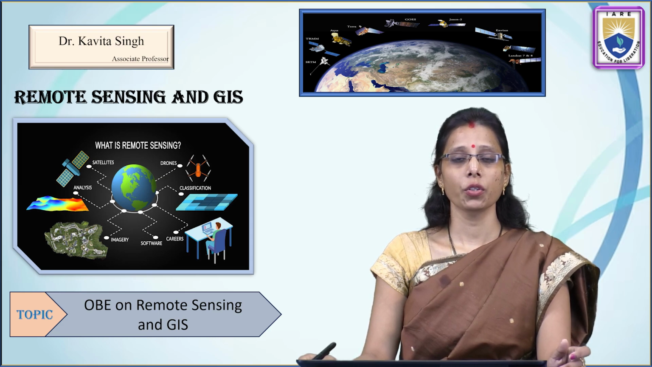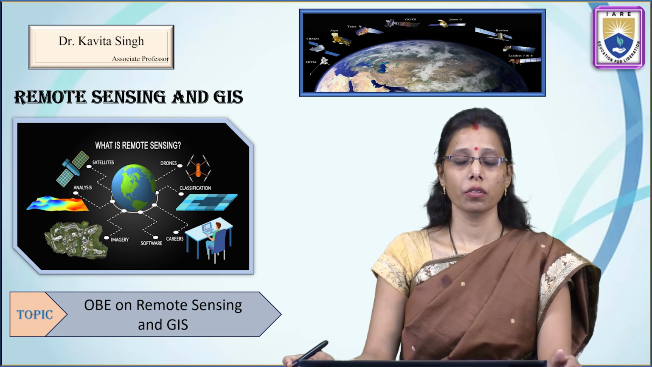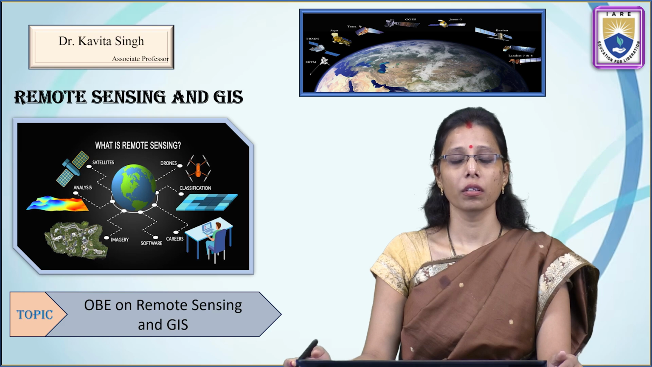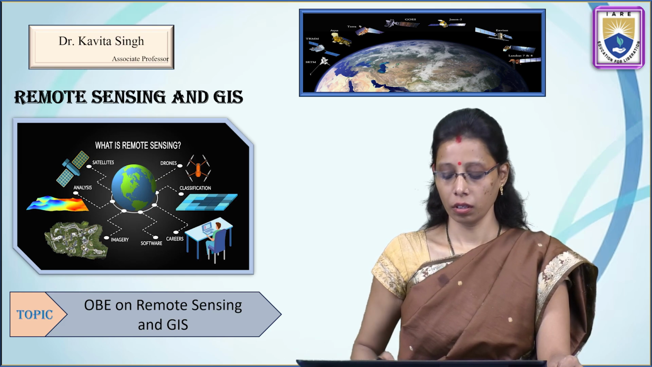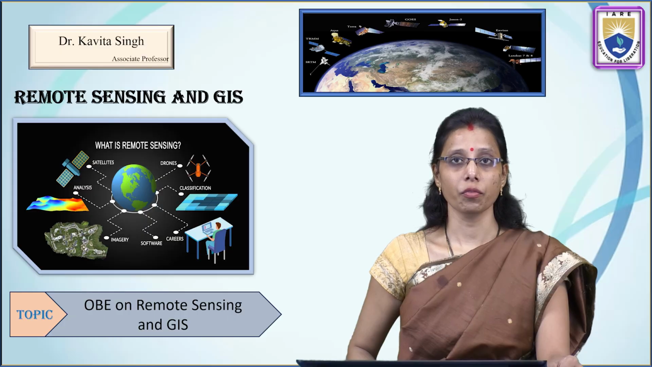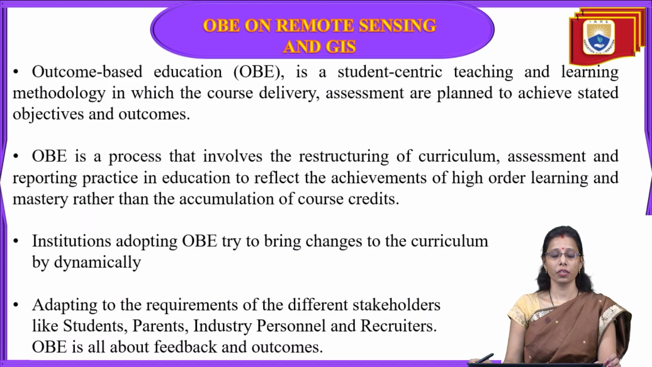So first of all, we should know what the outcome-based education system is. Any autonomous institute has to go with this system, because whatever a student is studying, he or she has to be placed somewhere in society, and it should be useful for him and for society. Let us understand how this system works. We'll first discuss outcome-based education.